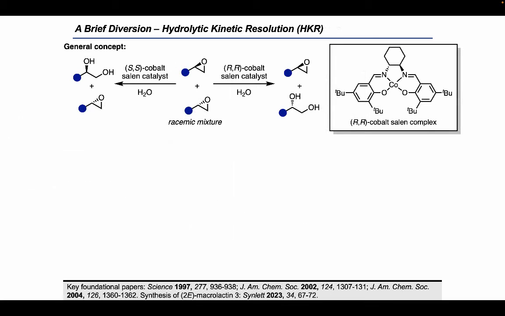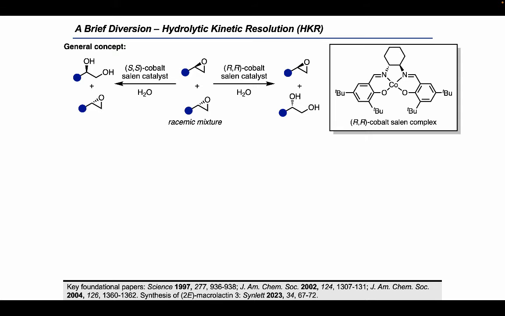At this point, I want to take a brief detour to look at another major contribution of the Jacobsen group to the problem of accessing enantioenriched epoxides. While the approach we've just seen is an asymmetric epoxidation of alkene substrates, the group has also developed a very powerful hydrolytic kinetic resolution, or HKR, of racemic mixtures of epoxides. In this approach, it's possible to convert a racemic mixture of epoxide starting materials into enantioenriched diol products and enantioenriched recovered starting materials, using a cobalt-salen complex.